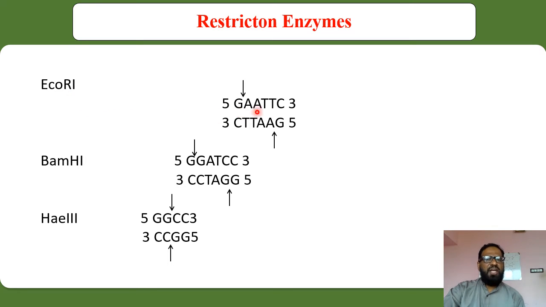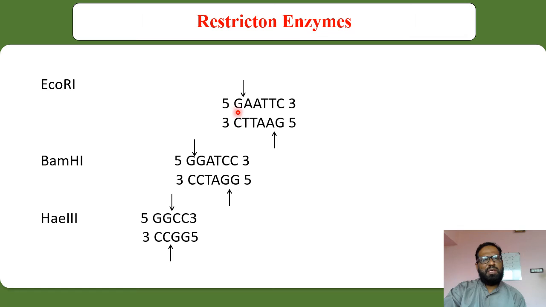For EcoR1, GAATTC is the recognition sequence. If this sequence is present, only then will it be identified as a substrate for cleavage. If a DNA doesn't have this sequence, then that enzyme will never break that DNA molecule. It means that in order to break the phosphodiester bond, EcoR1 should have this recognition sequence, and this is a palindromic sequence.